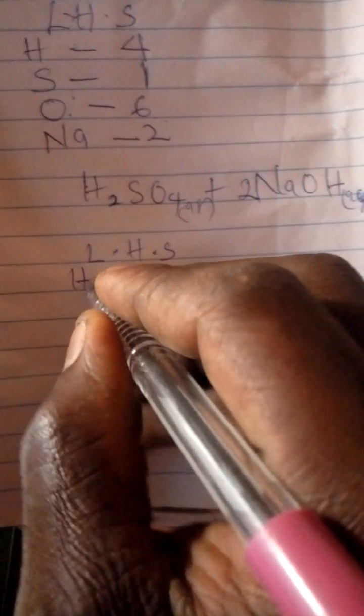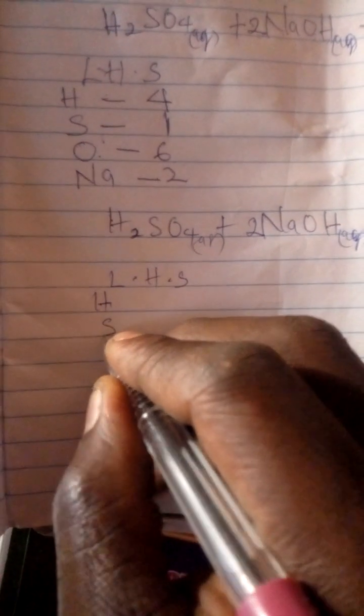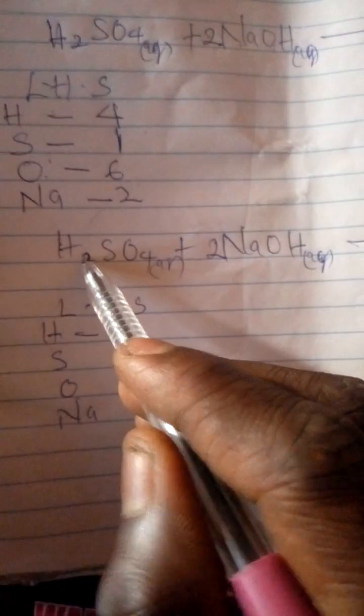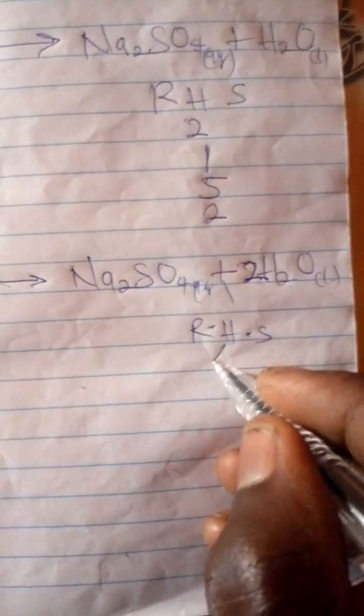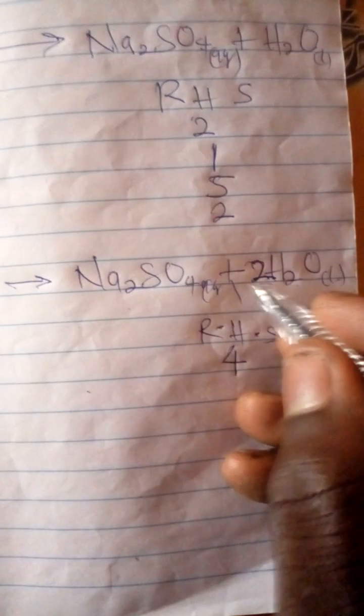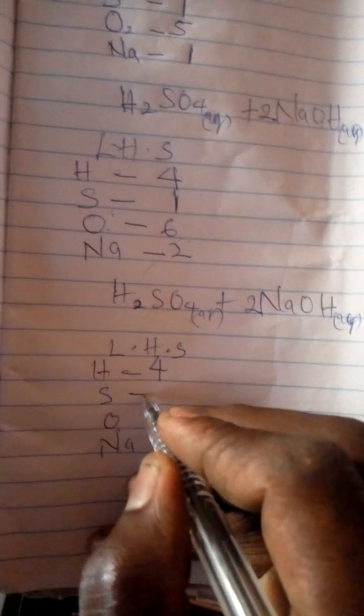Still list the constituent elements: hydrogen, sulfur, oxygen and sodium. So in your left hand side, hydrogen is now how many? 4. Hydrogen is 4. See 2 here, it affects this, is now 4. So in your right hand side, look at hydrogen now. Hydrogen is 4. You've seen it, 4. So look at sulfur. Sulfur is 1. In your right hand side, sulfur is still 1.